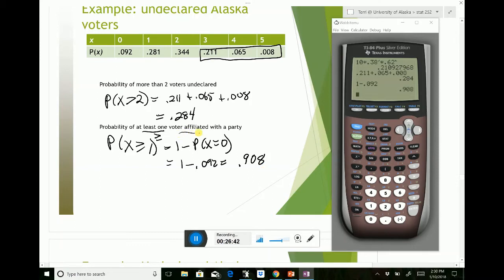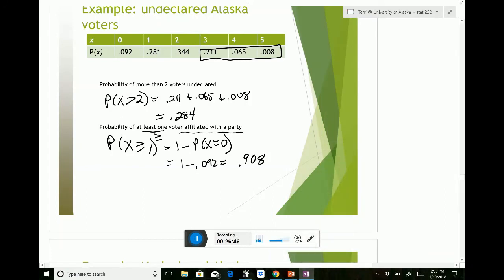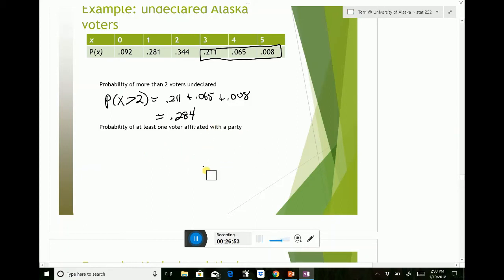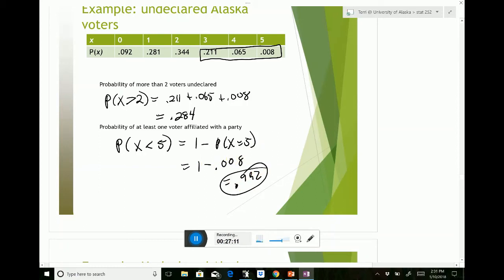Ooh, that's a tricky question, I just realized. What's the probability that at least one voter is affiliated with a party? That's a totally different question than this. That's the probability that x is less than 5, so that all 5 of them are not. So that's actually 1 minus the probability that x equals 5, or 1 minus 0.008, which is 0.992. So interesting. You have to be very careful reading some of these questions.